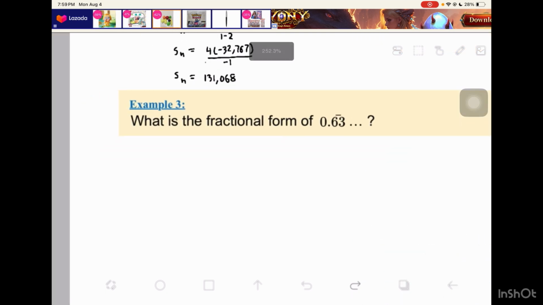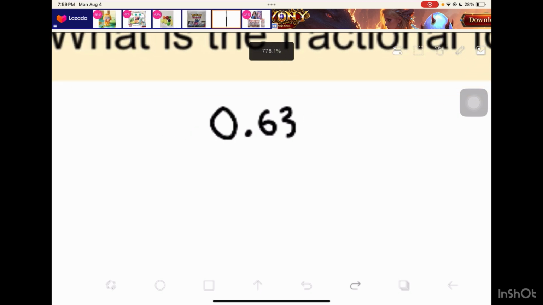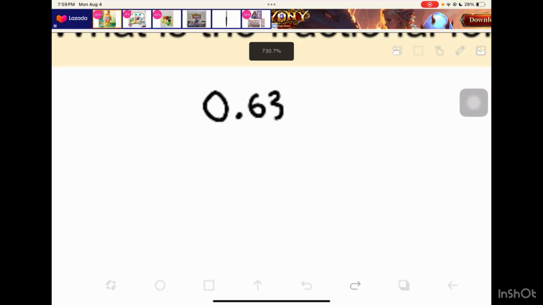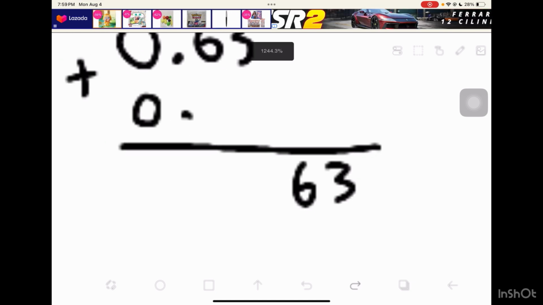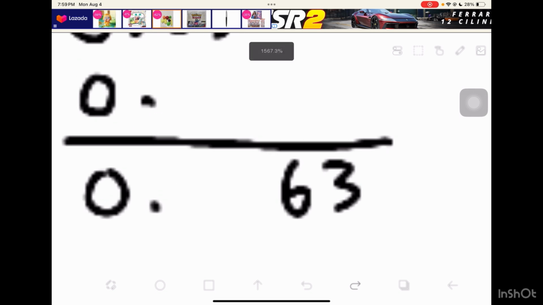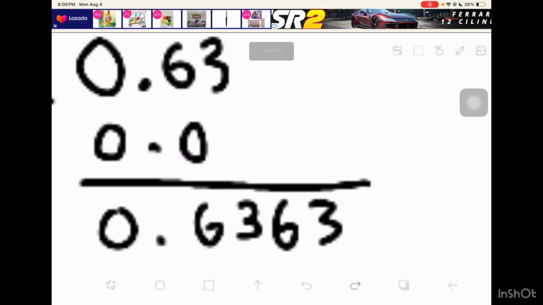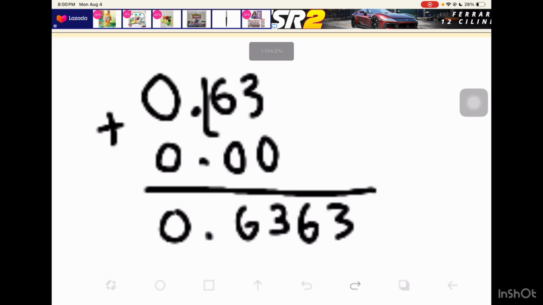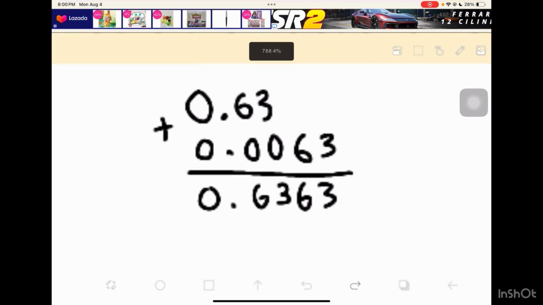First and foremost, I want you to realize that the first term is obviously 0.63. But you might be wondering, what is the second term? We want to make sure that this statement is true. So 0.60 plus 0 point something is 0.6363. So obviously, you want to keep these as zeros because they're already 63 over here. Therefore, you don't need any more. And then you can really just copy 63 over here.